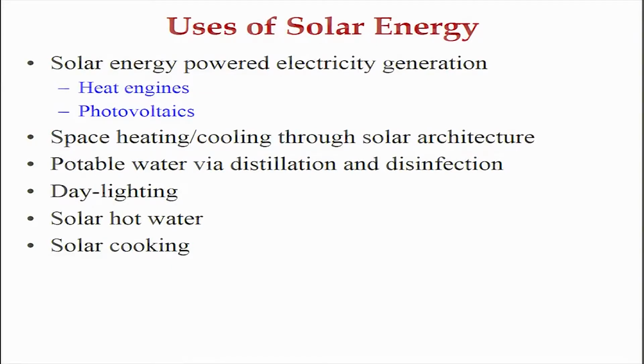And then one can also use solar light for day lighting. You don't need to use these kinds of lights to light the houses if you intelligently design the windows. Solar can also be used for hot water, such as, for example, in IIT Kanpur we have solar thermal flat panels in every hostel, which provide enough hot water for various purposes, and it's also used for cooking. So there are multiple uses of solar energy which can be useful to us.